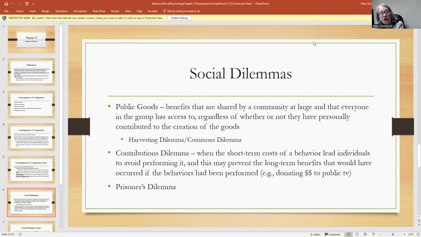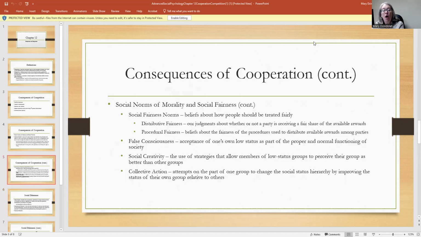So in a public goods situation, it would be really helpful if the community set up rules. We go back to these cooperation rules. If they come up with social norms of morality, if they come up with procedures of distributed fairness, how many sheep or how many cattle can each person put on there?